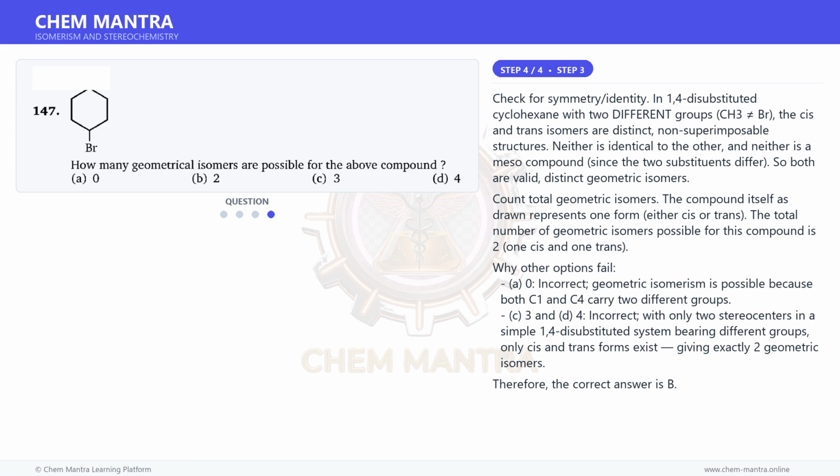Why other options fail? A. 0. Incorrect. Geometric isomerism is possible because both C1 and C4 carry two different groups. C. 3 and D. 4. Incorrect. With only two stereocenters in a simple 1,4-disubstituted system bearing different groups, only cis and trans forms exist, giving exactly two geometric isomers. Therefore, the correct answer is B.